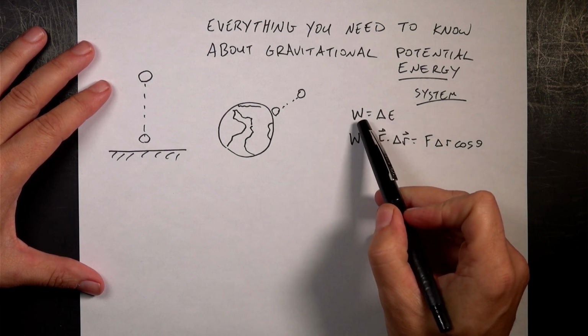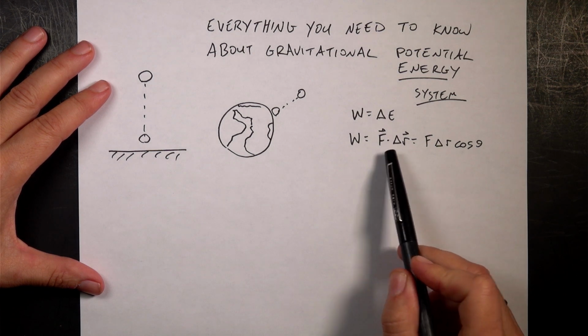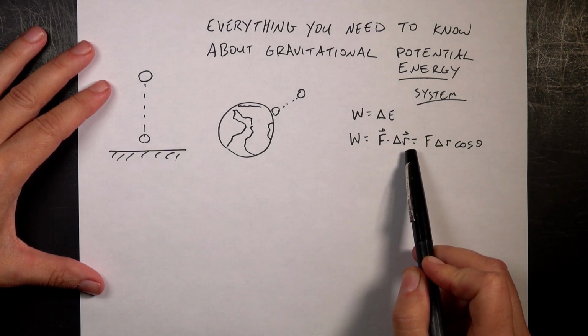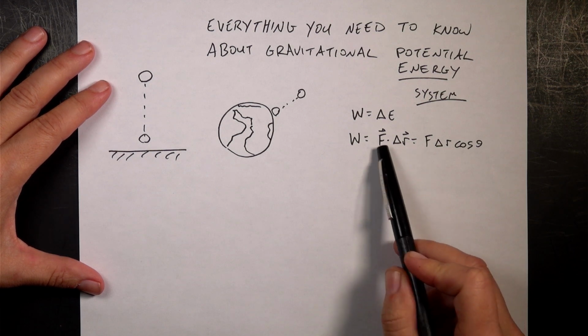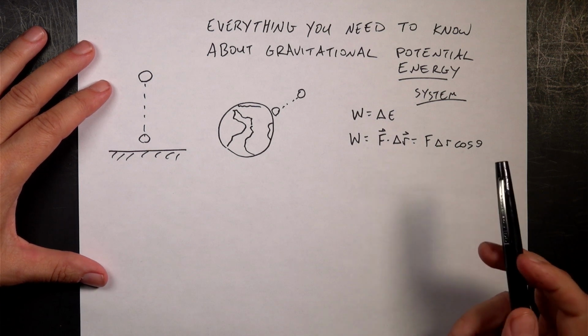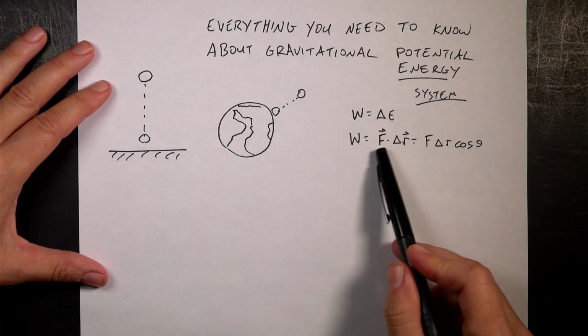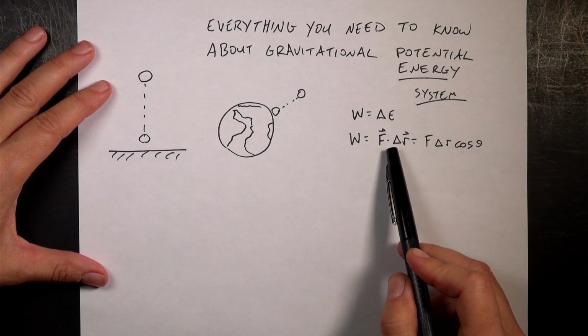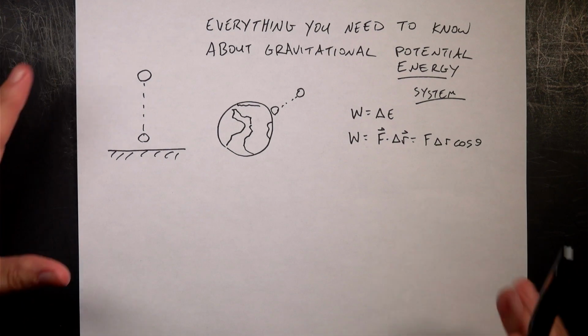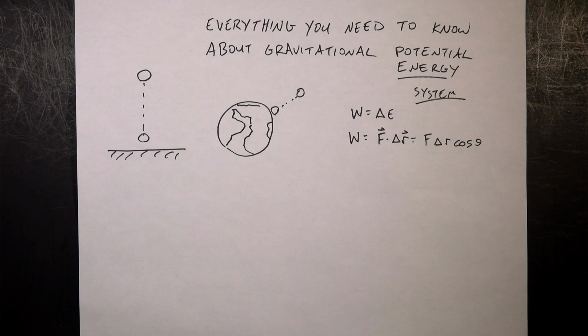Okay, back to work. So this is the force and displacement. So F is the force. Delta R is the displacement. They're both vectors. So this is the vector dot product. And it gives you a scalar value. You could also think of that as the magnitude of the force, F, the magnitude of the displacement, delta R, and the cosine of the angle between F and R. And we're going to do an example, so don't worry about that.